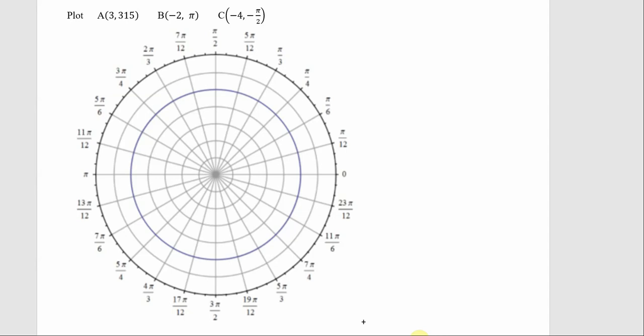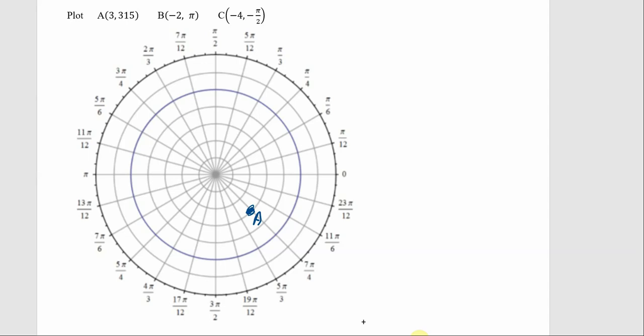So we're going to go 315 degrees and 3 units. So 315 degrees is going to be over here. That would be 7 pi over 4, 315. And we're going to go out a positive 3. So from the center, we're going to come out 1 unit, 2 units, and 3 units. So there's where point A is.